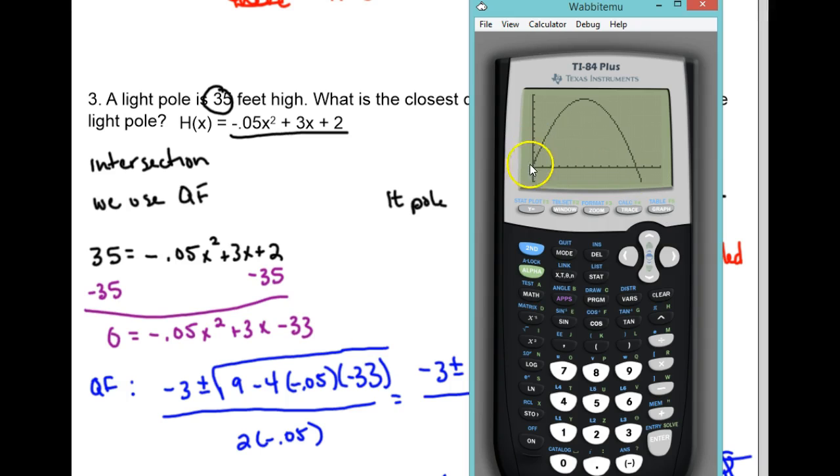So let's go find, we're looking for this value over here. How do I put in the height of my light pole? You're going to go down and do y equals 35 and hit enter. And now let's go look at your graph. We want to find this intersection point. So how do we do that? Second, trace. First curve, it's asking me, see there's my blinky cursor. What curve do I want to use? This one. Enter. Oh, what did I do?